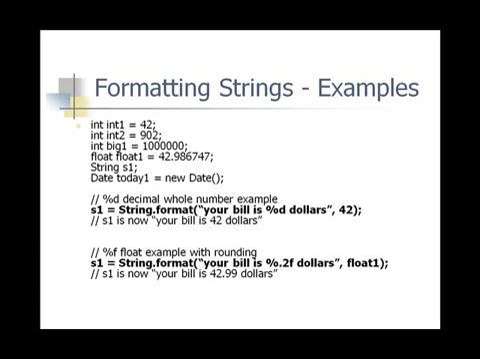We have some numbers that have been initialized. We have a date variable called today1, which is actually set to the current date just by saying new Date. The first one says we want to have whole numbers. %d is just, I want whole decimal numbers, no decimal point. Your bill is $42. The next is %.2f, that says I want two places to the right of the decimal point. Notice that this will round, it does not truncate.